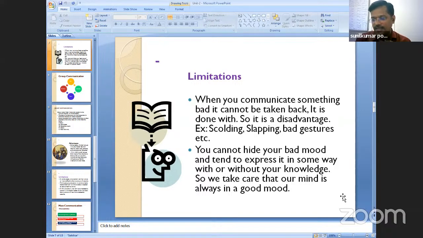Sender sends a message, receiver receives the message, and receiver also gives some feedback to the sender. This is the communication process in interpersonal communication. Clear? Any doubts?